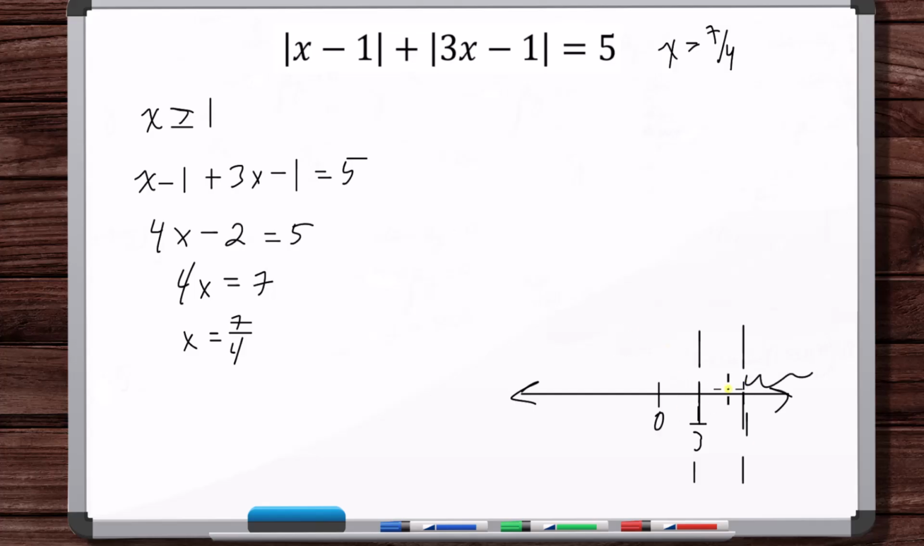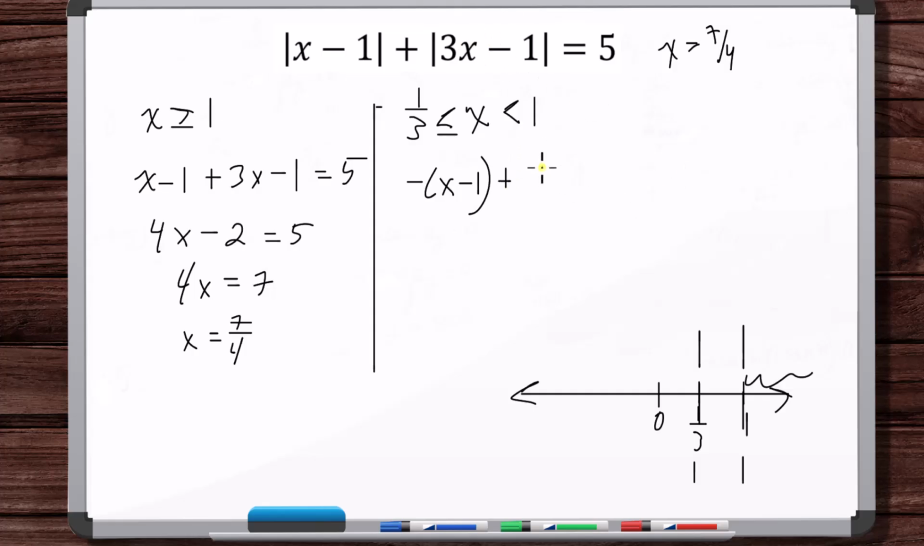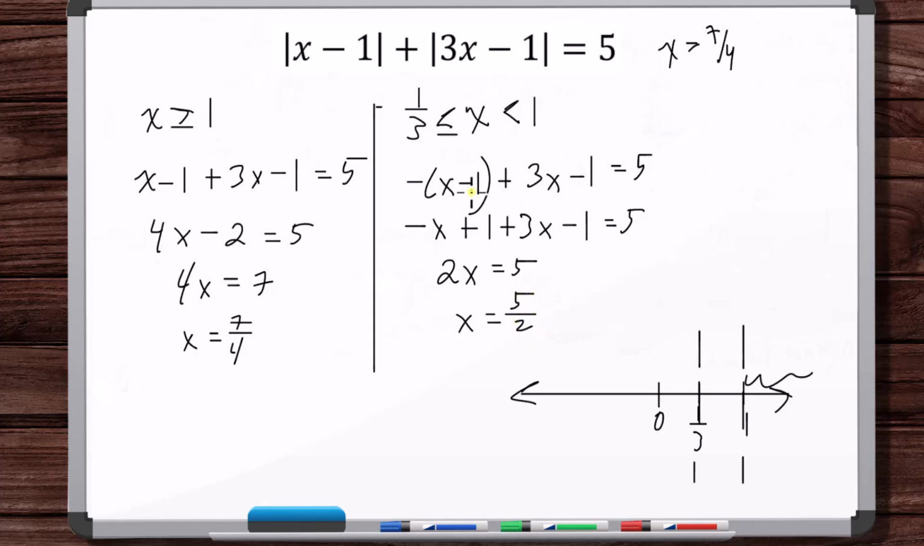Okay. What about if x is less than 1 and greater than or equal to 1/3? Then this is going to be negative. So x minus 1 is always going to be negative. This is going to be positive or 0. So we just remove the absolute value. Minus x plus 1. Okay, minus x plus 3x is 2x. 1 minus 1 is 0. X is equal to 5/2. Is that between 1/3 and 1? No, so that is not a solution.